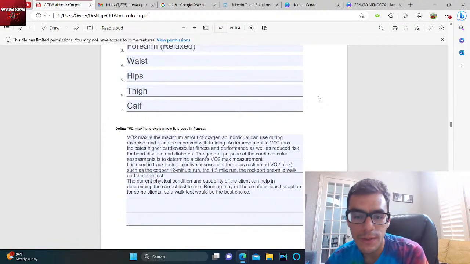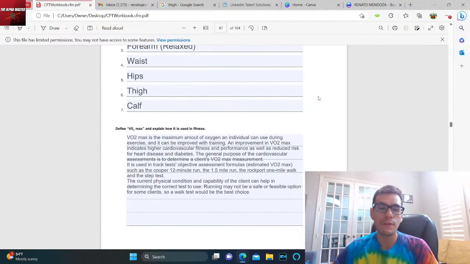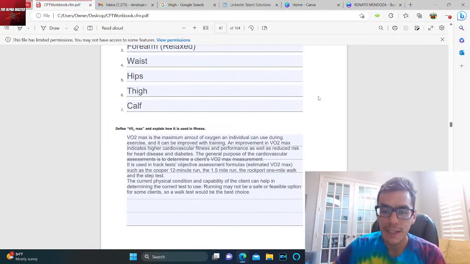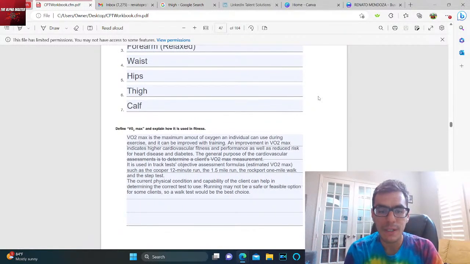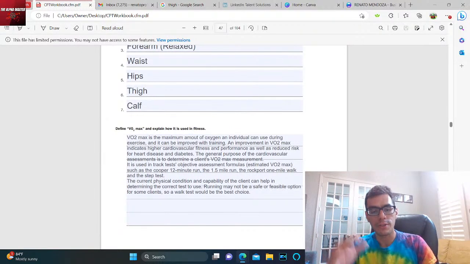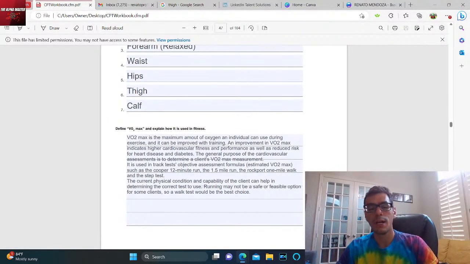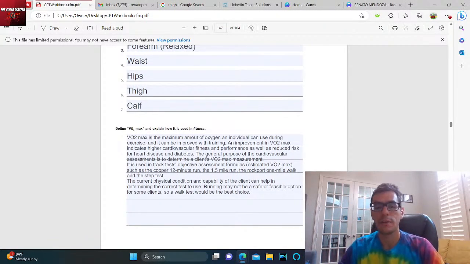The current physical condition and capability of the client can help in determining the correct test to use. Running may not be a safe or feasible option for some clients, so a walk test will be the best choice. A walk test will definitely be the best option for those clients.